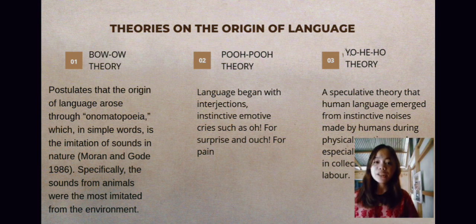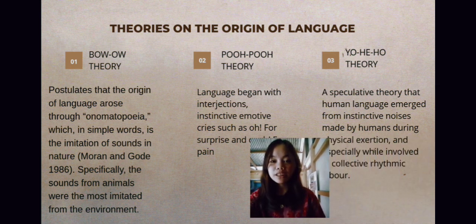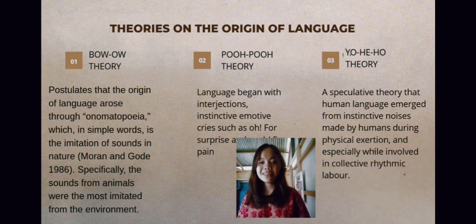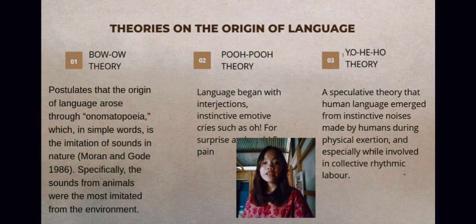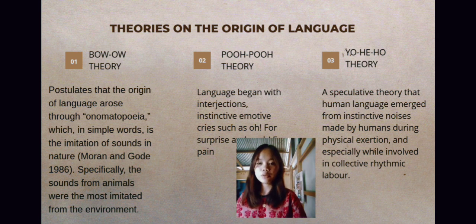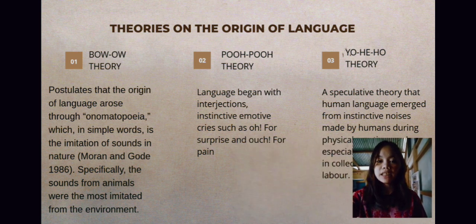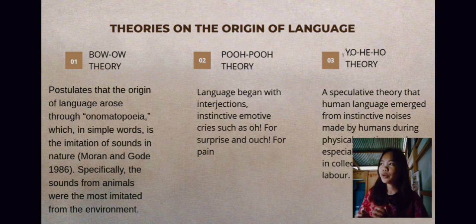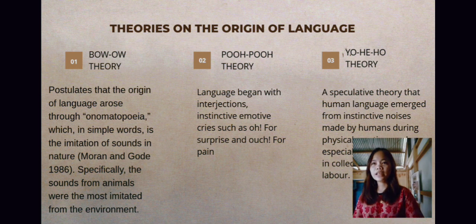Next is the Yo-he-ho theory, a speculative theory that human language emerged from instinctive noises made by humans during physical exertions and especially while involved in collective rhythmic labor. So this theory gives the idea, no, that language or the first word developed from rhythmic chants and vocalizations of first humans, no, involving communal labor.